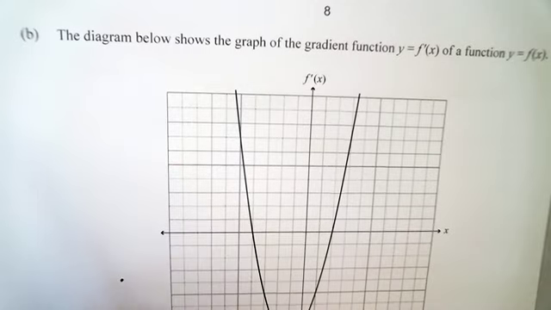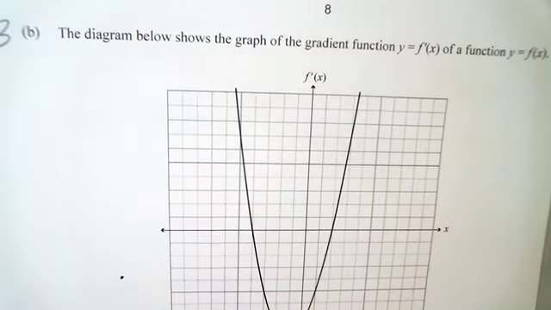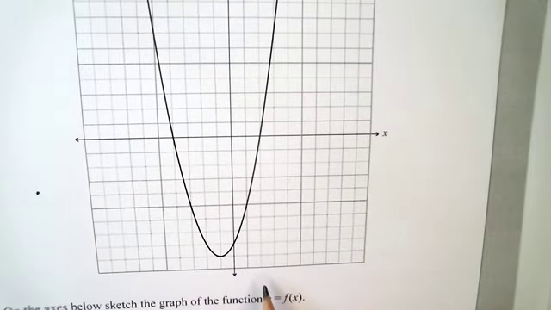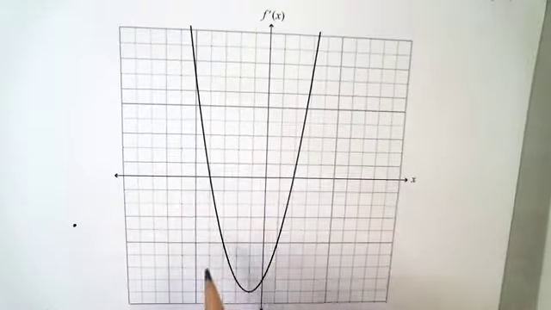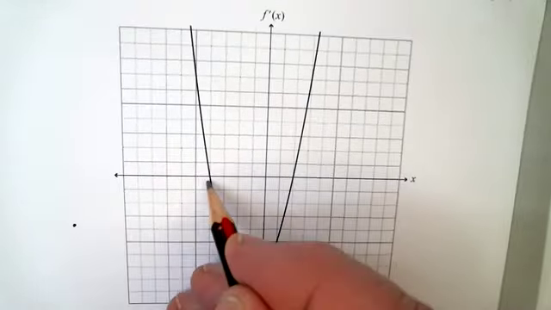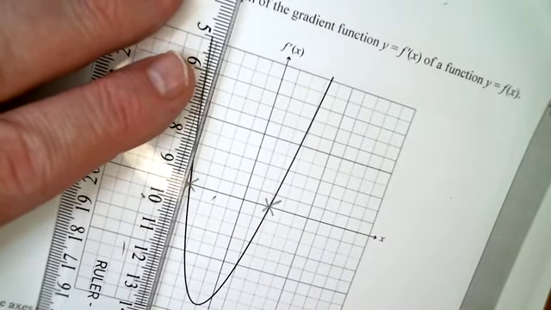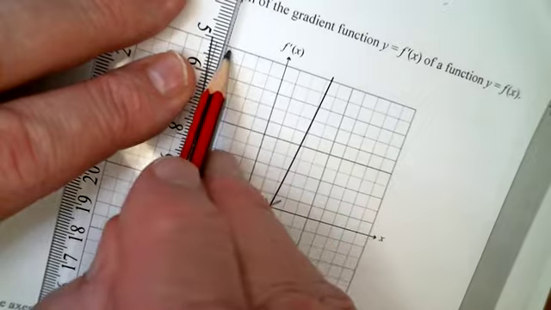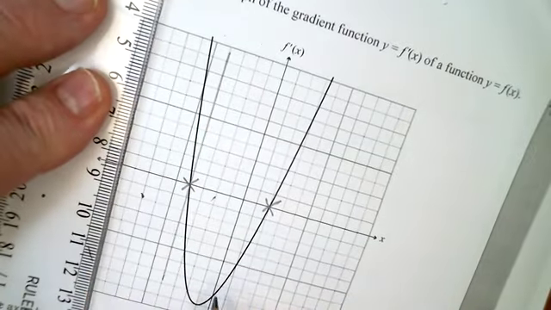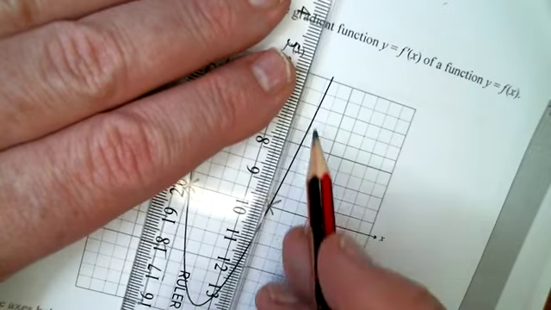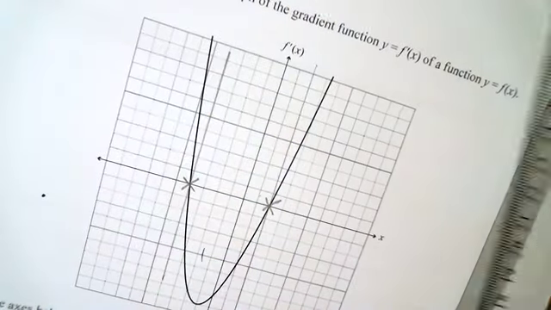All right, question 3b. It says the diagram below shows the graph of a gradient function. Here it is, it's a parabola, it's positive, and it passes through this point here and this point here, which means those must be the x values of the turning points. So I'm going to note that down like this. Somewhere along this line, and somewhere along this line here, we're going to have the function turning.